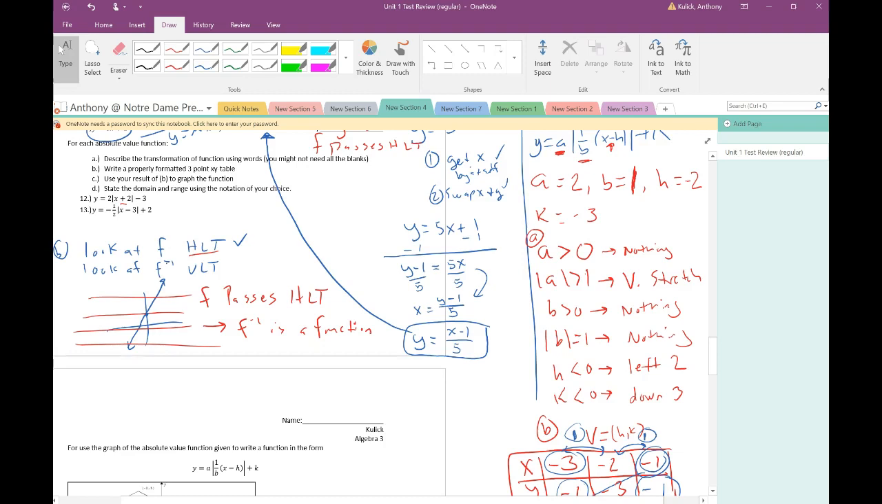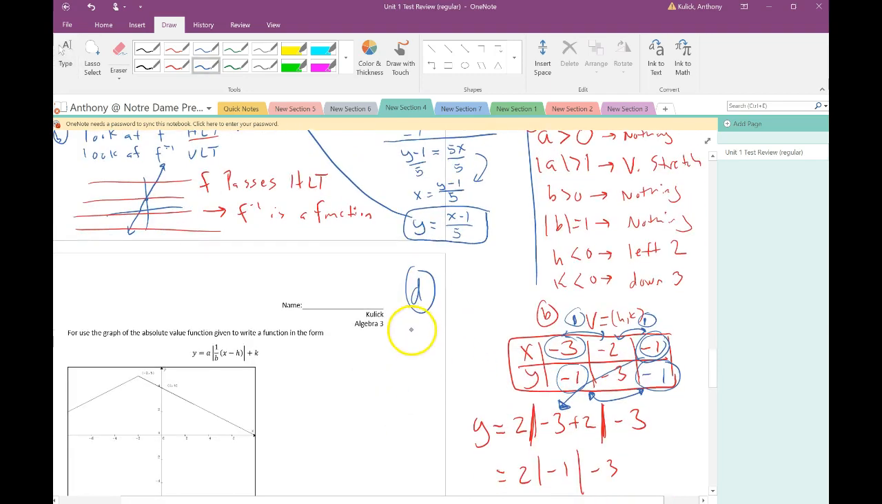C asks you to graph. Hopefully you could plot points and graph. Do I need to do that part, Paige? No. Okay. And then D asks for the domain and range.